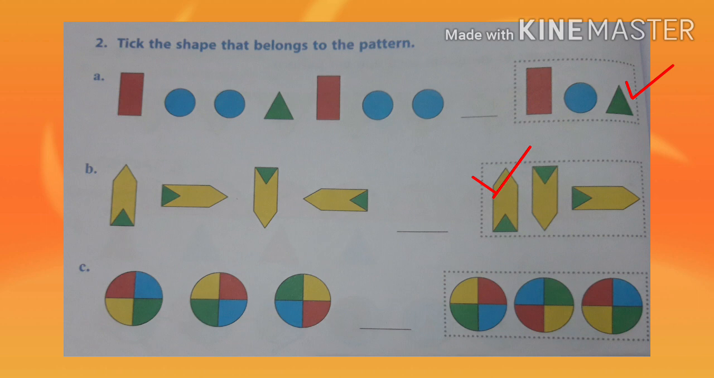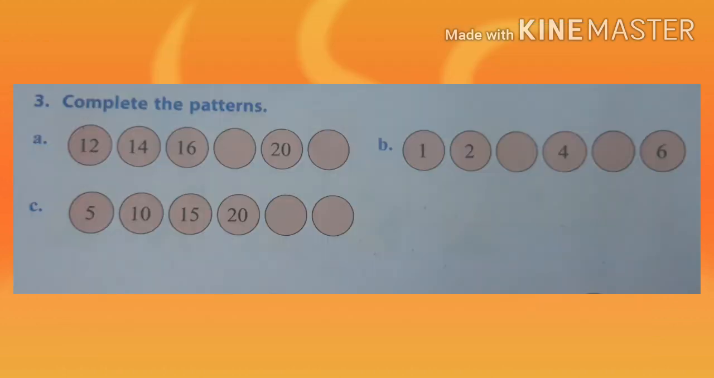So, in the box you can see different circles. From that, take the second one. So, second circle is the one with blue color coming first. So, take the second one. The next question is complete the pattern.